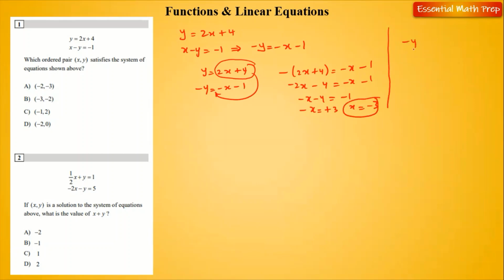So negative y equals negative of -3 minus 1. So that's plus 3 minus 1 is plus 2. Negative y equals plus 2, so y equals -2. So the ordered pair is -3, -2, and that is the correct answer.